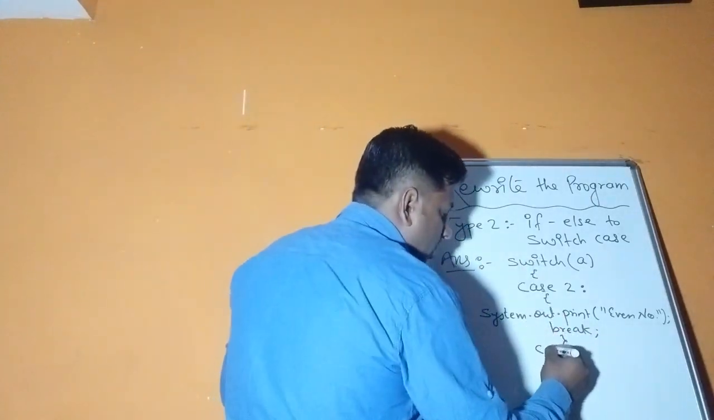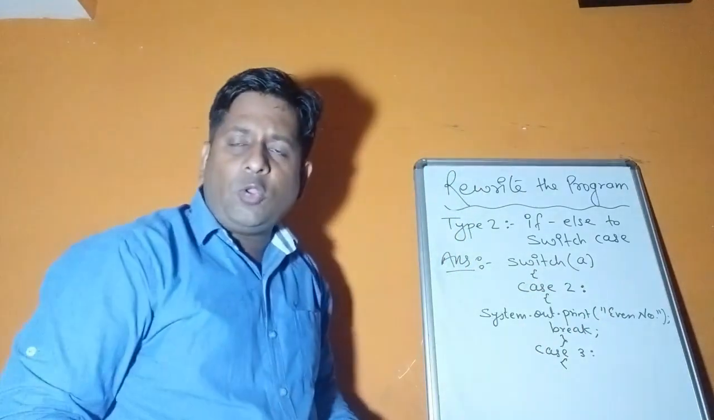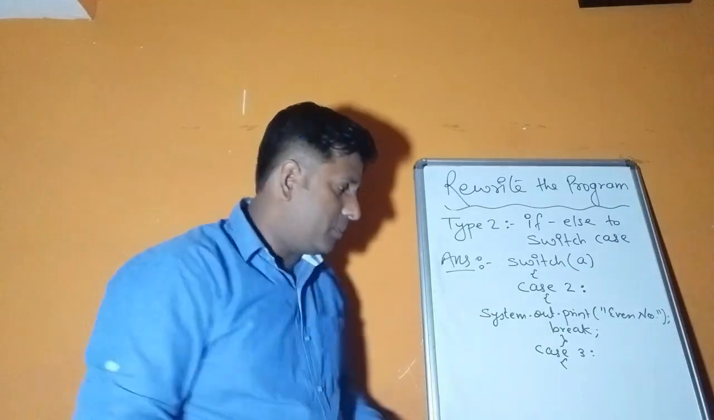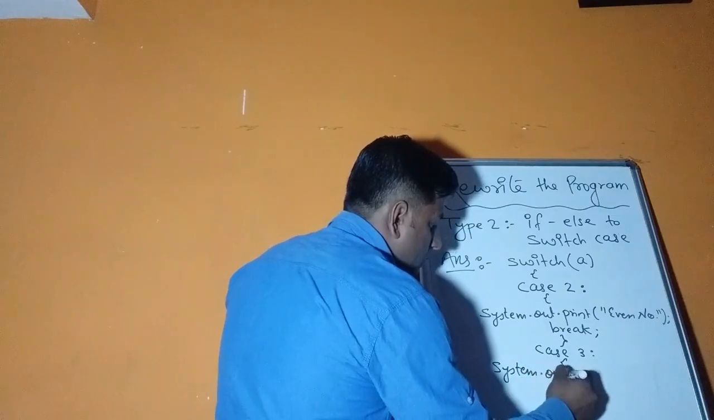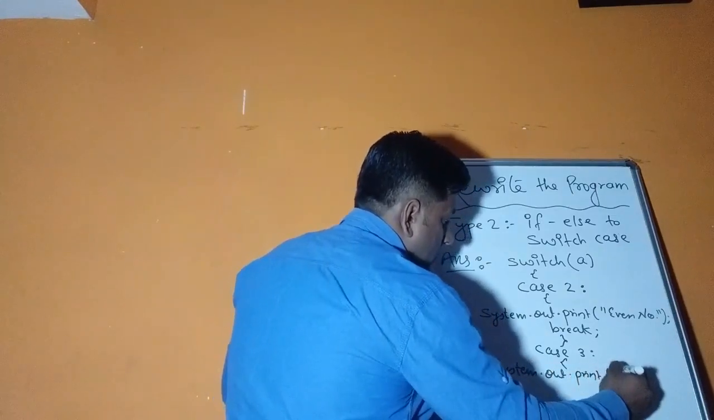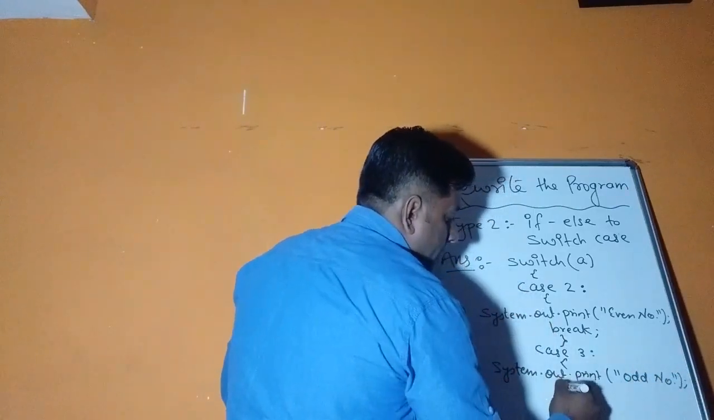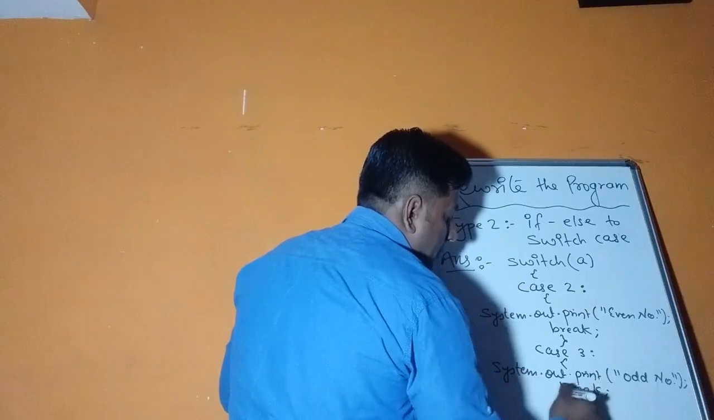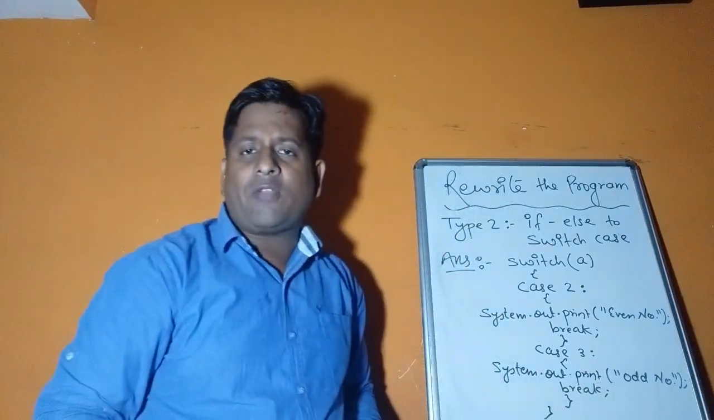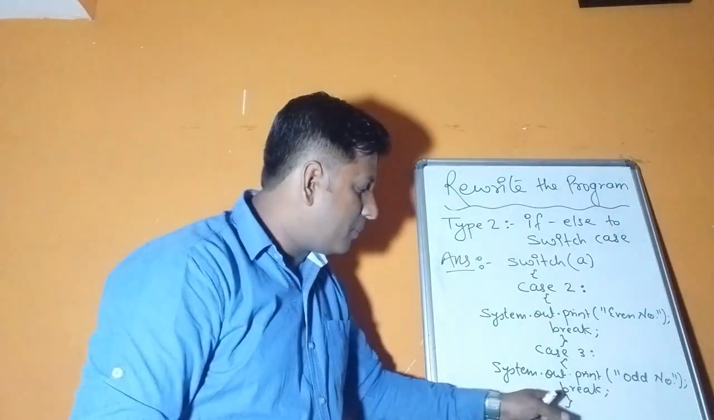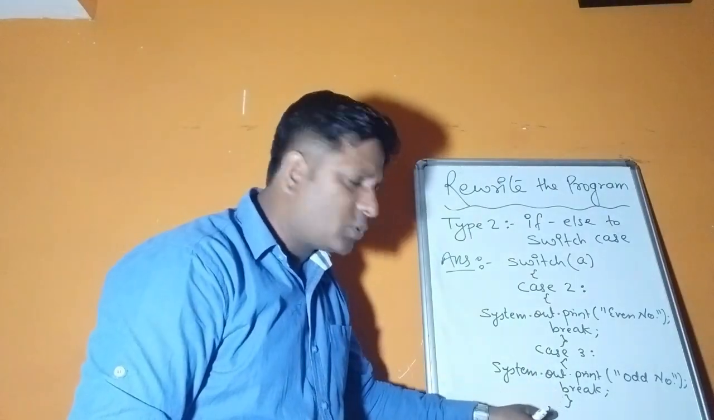Else if is also there, so case 3. So when the value of a is 3, what does it print? Odd number. And here also break is compulsory. So we'll close the switch. We'll not use any default value over here. Okay, so after break, we'll close this one, case as well as switch.